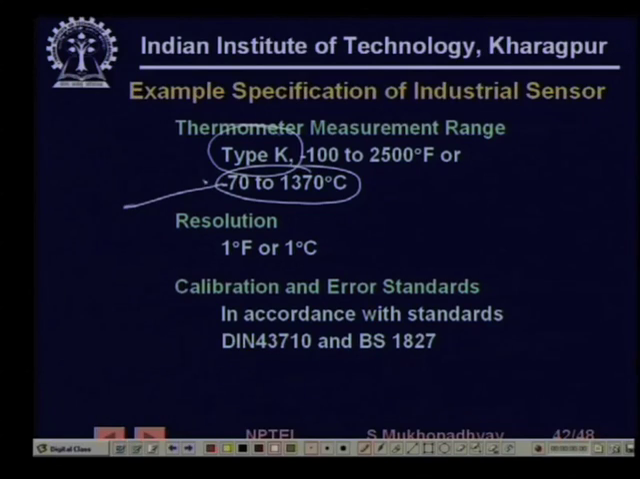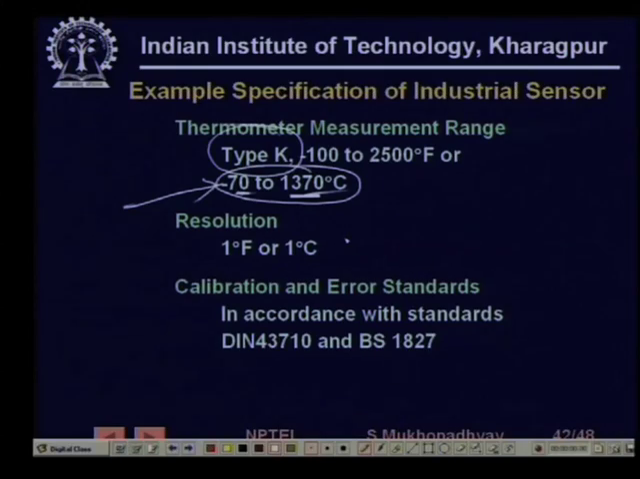You see this is the minimum and the maximum values in which this thermometer can be used with these given specifications. If you use it within this range, then you will get a resolution of 1 degree Fahrenheit or 1 degree centigrade, etc. Whatever specifications are given are valid within this range. In this case range is 1370 and span is 1440.